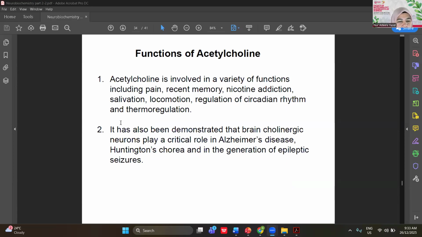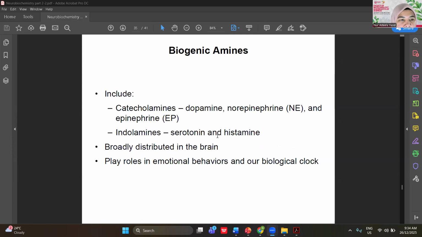So in general, these are the functions of acetylcholine in the body, and also its importance in the medical field. We know that brain cholinergic neurons are critical in Alzheimer's disease, Huntington's chorea, and also the generation of epileptic seizures.